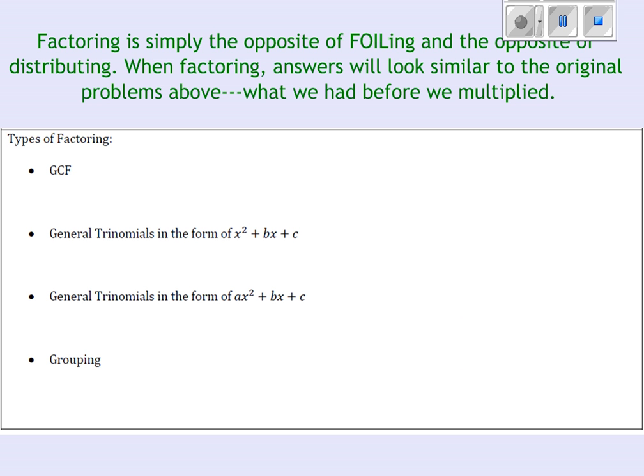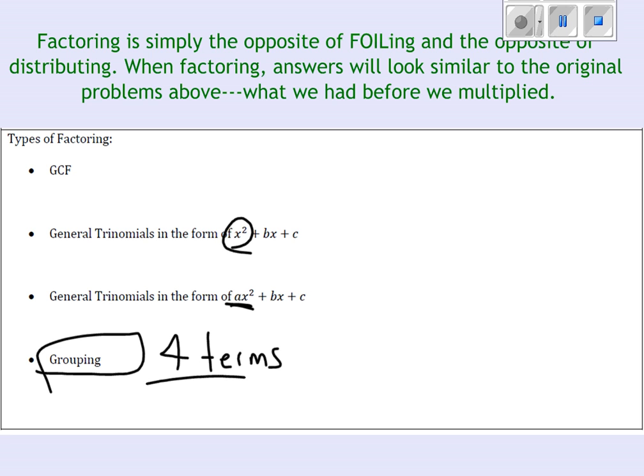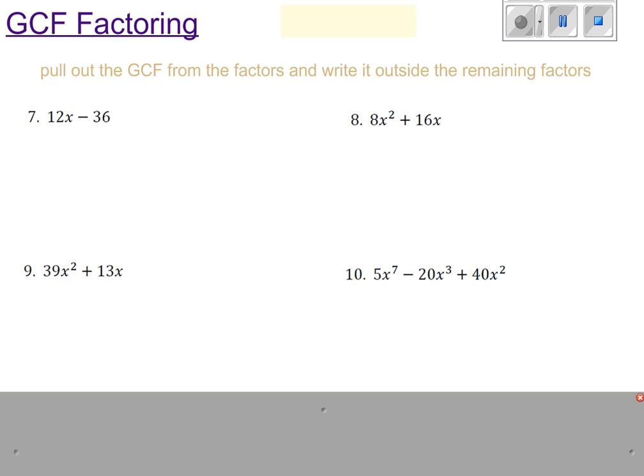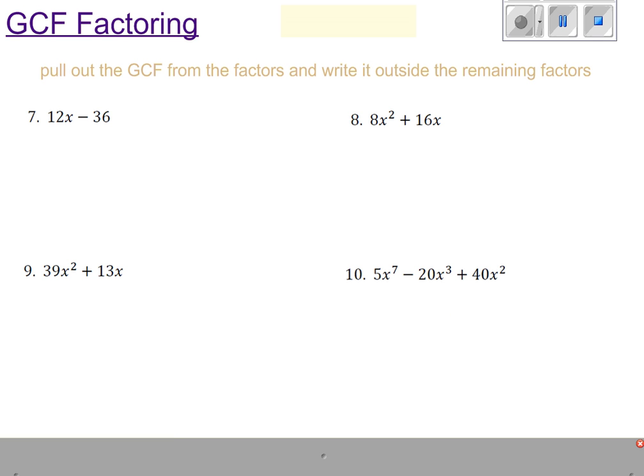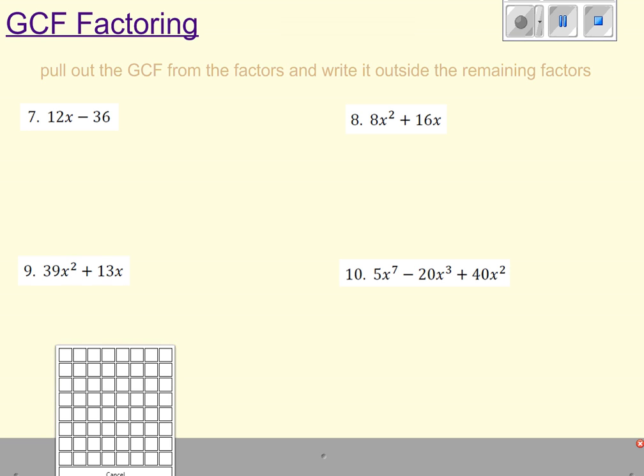So the big types of factoring we talk about are this. Greatest common factor, that's GCF. Trinomials with just x squared. Trinomials if there's a number in front of x squared. And grouping. Grouping, the thing you got to remember about this is when there's 4 terms, that's when you want to do grouping. So GCF factoring, pretty straightforward. What's in common? Pull that out, write what you have left.